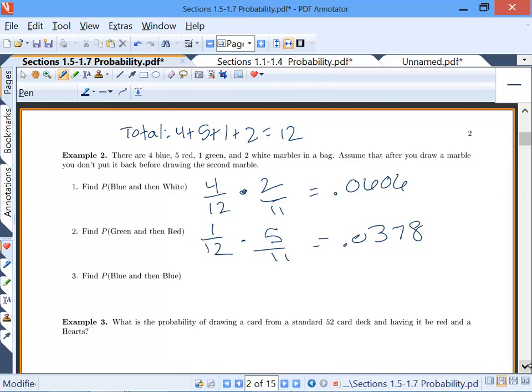And the probability of blue and then blue. So what is the probability of blue for my first marble? It would be 4 out of 12. And the probability of blue for my second marble is 3 out of 11. So 0.0909, etc.